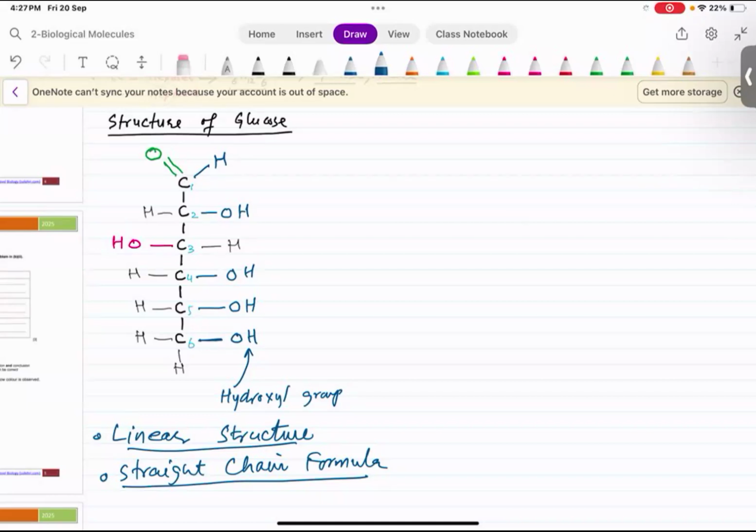Sir, is there a specific reason why the hydroxyl group that is bonded with carbon 3 is on the left side, not on the right side, like the other carbon atoms? Yeah. The position of these OH groups will change the name of this molecule. If there is an OH group on carbon number 3 on the left side, then only this will be glucose. Okay, let me show you.